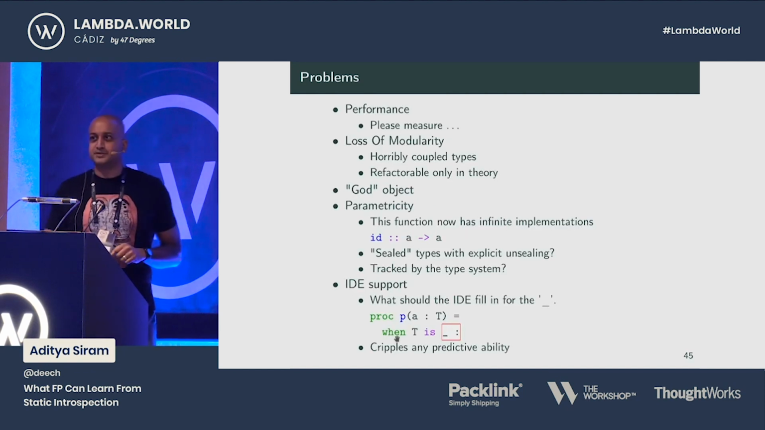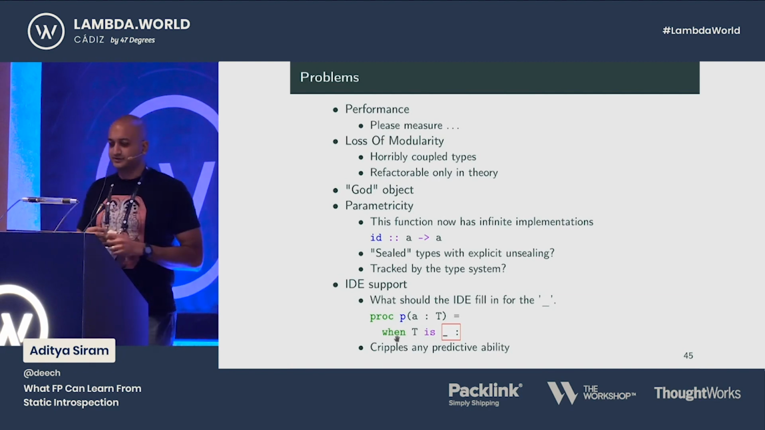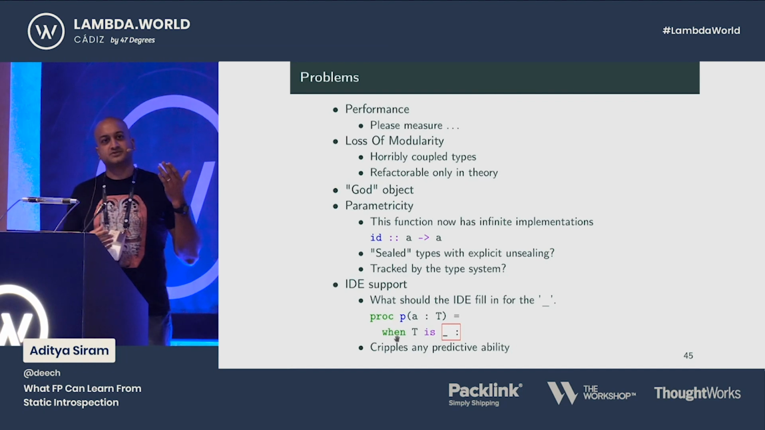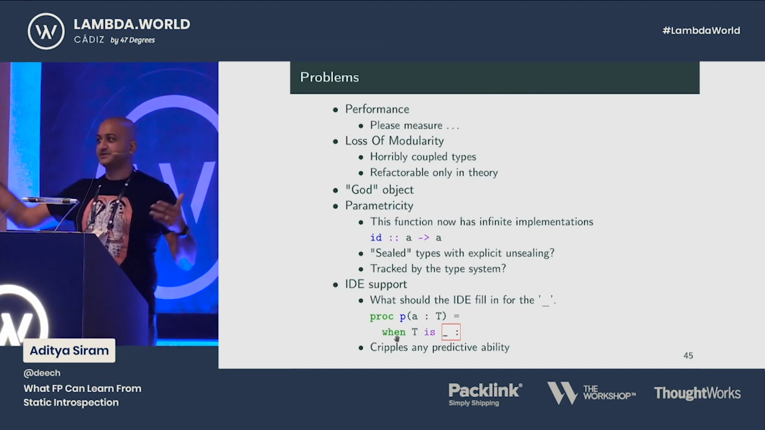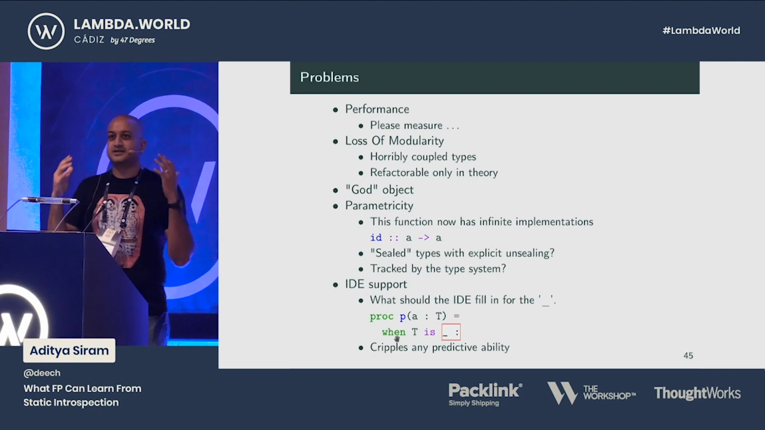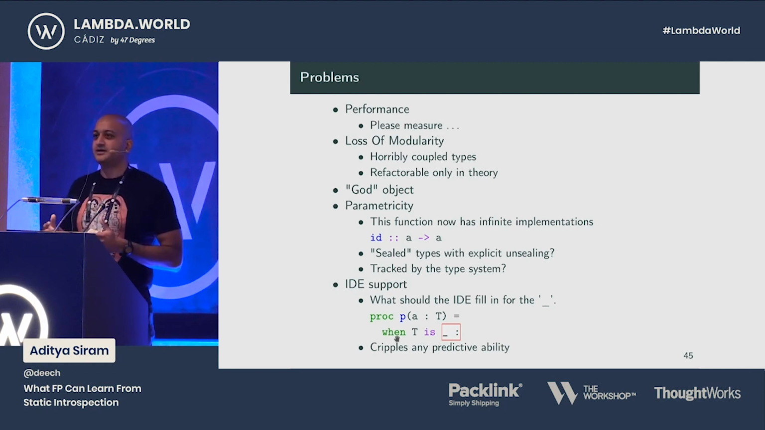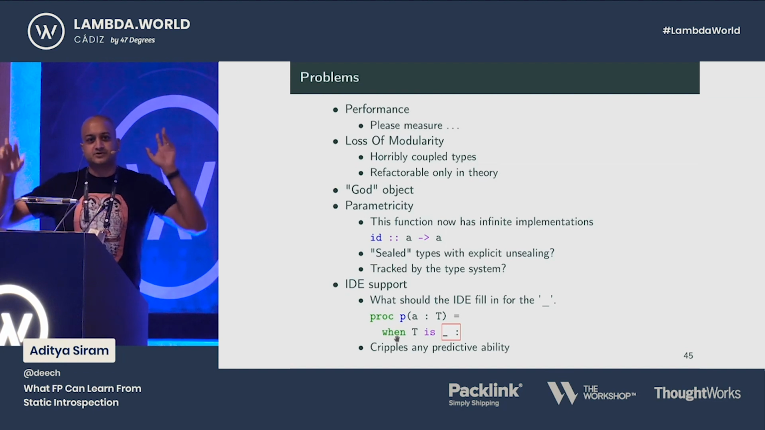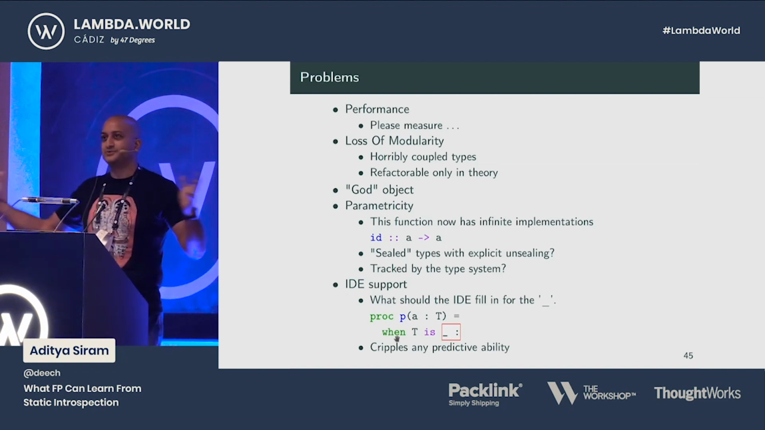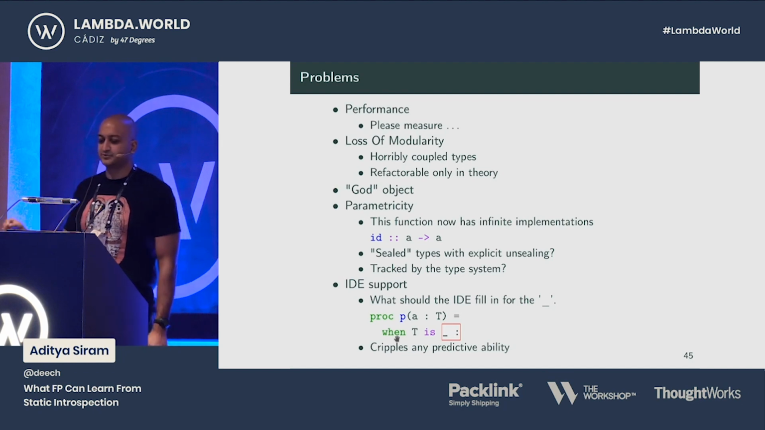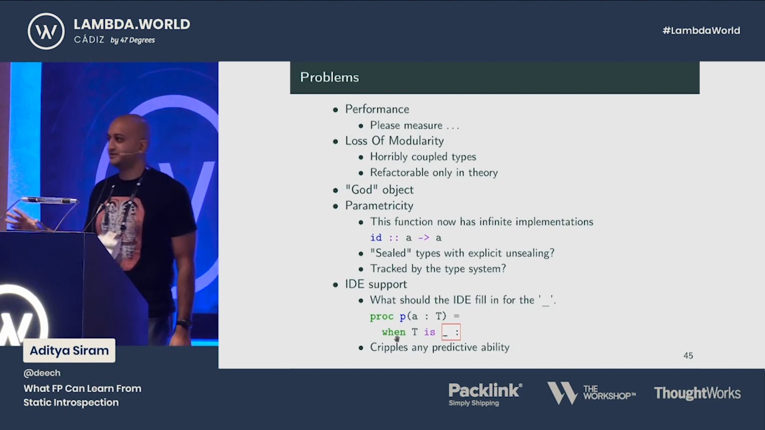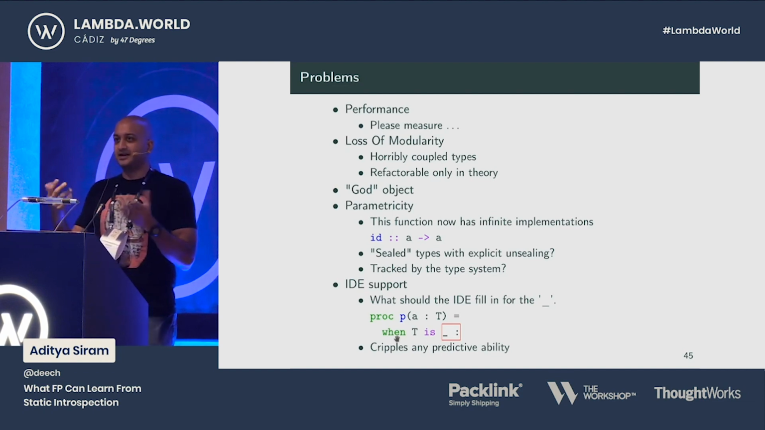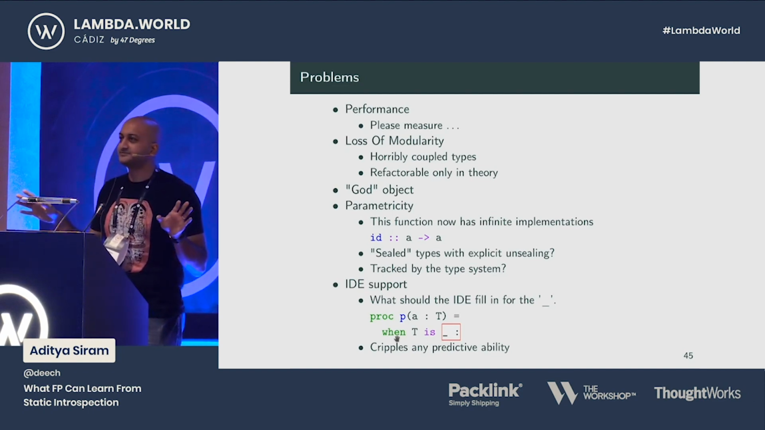First, I'm not going to belabor the point about performance. Please measure it. You don't just get it by using compile time evaluation. The other thing I'm really worried about is this loss of modularity. Because you can statically introspect on one type and statically introspect on another type and put them together, you can get these horribly coupled types. And yes, you can refactor them because they're quote unquote type safe, but once you get to a code base of a certain size, they're only refactorable in theory. You'll just never do it. It'll just be horribly coupled. Any illusion of having modularity is just gone.